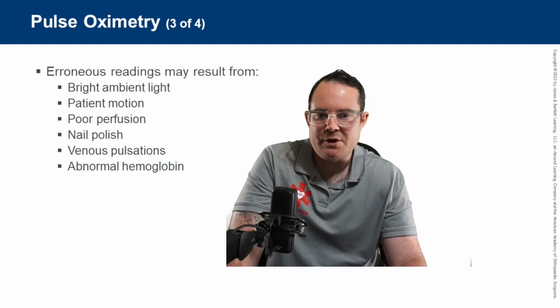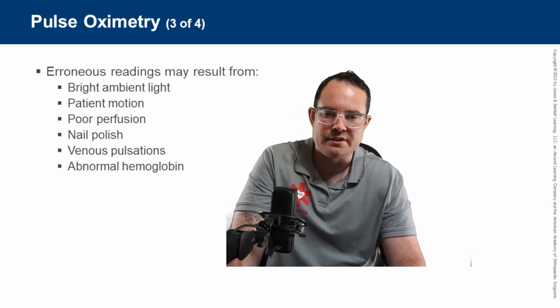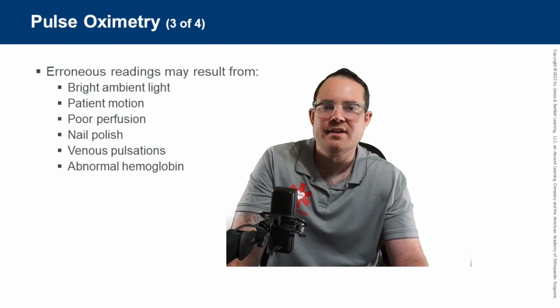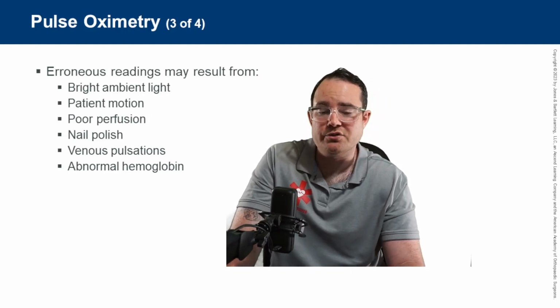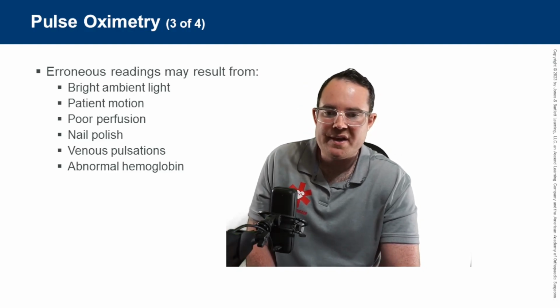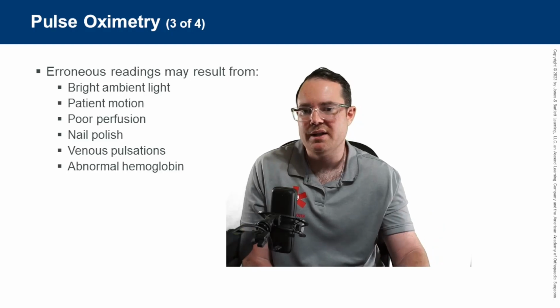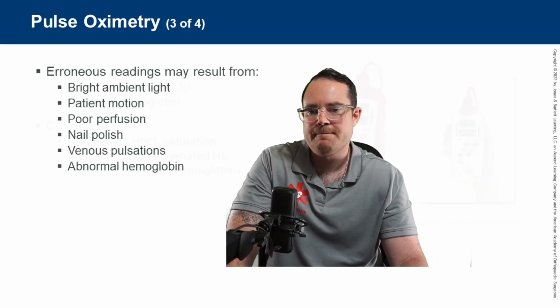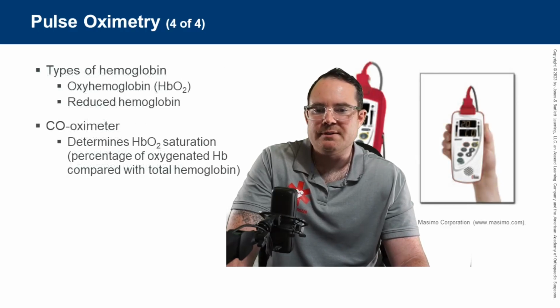Of course, next slide, right? Erroneous readings may result. So this is just saying what can cause a poor reading on your pulse oximetry: bright ambient lights, patient moving, poor perfusion, nail polish, venous pulsations, abnormal hemoglobin. A lot of problems there.